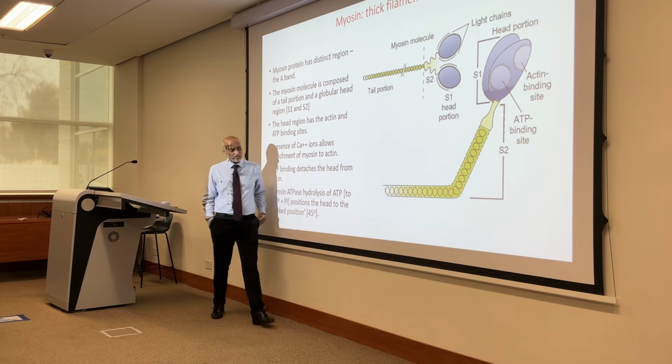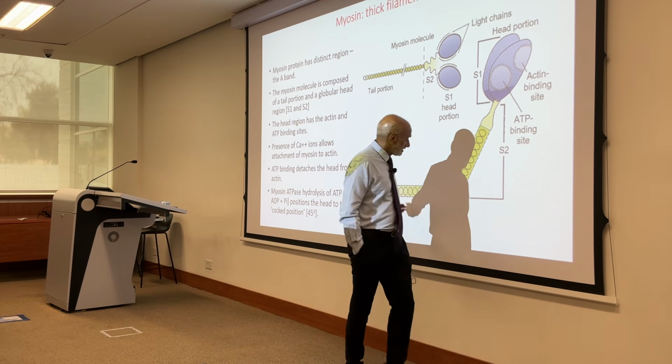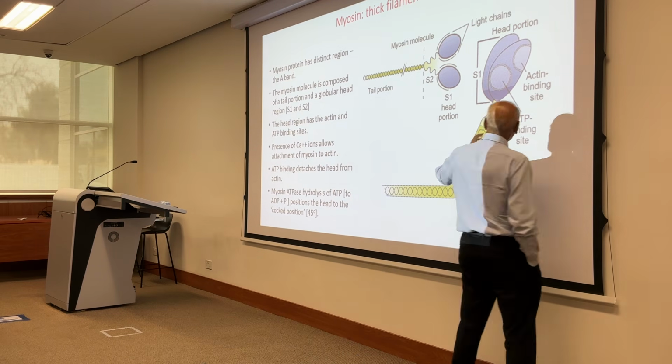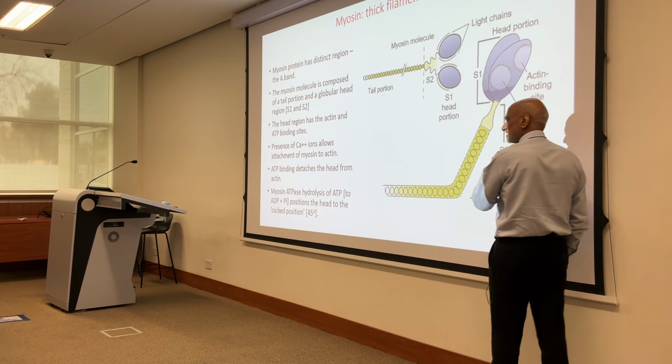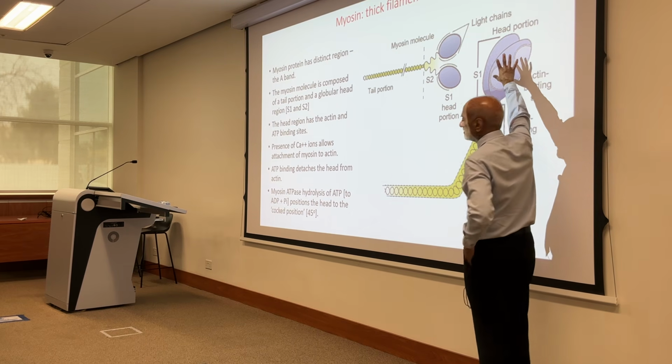Again, it has a tail. There's the tail part. Again, it's a protein. Remember, it's a protein, so it has a tail. And then you've got a hinge kind of region called an S2 region. Don't worry about S2 and S1. And then you've got a head.